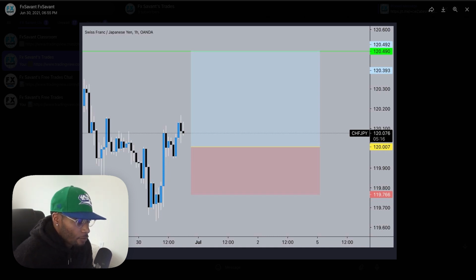We have this right here. This trade, CHF JPY, was sent out. A nice 2R risk to reward trade. Entry in at 120.07. Take profit up here. Stop loss down here. So let's look at it.